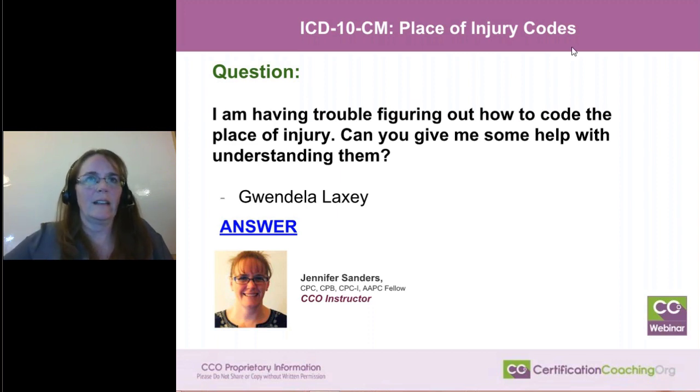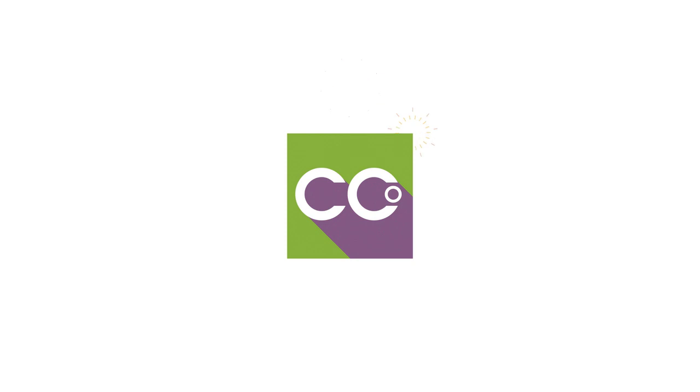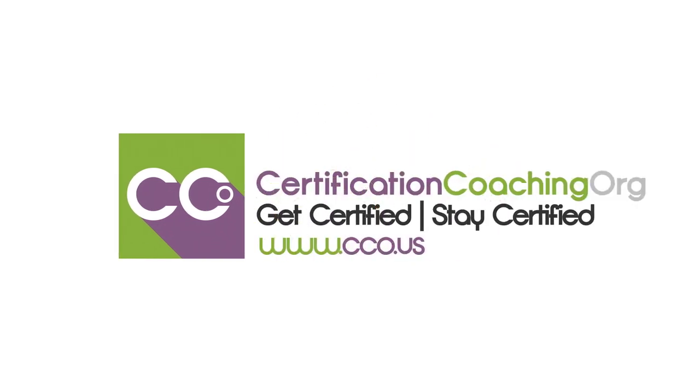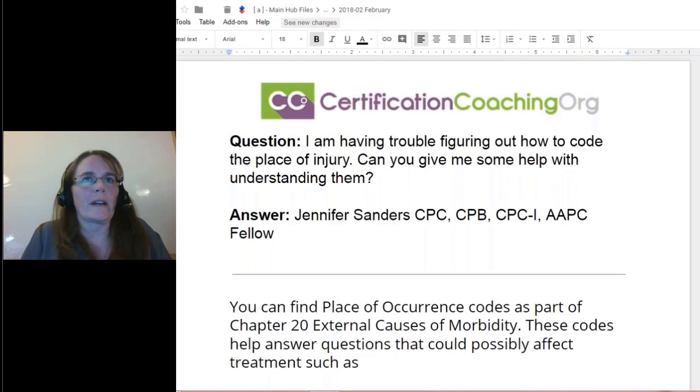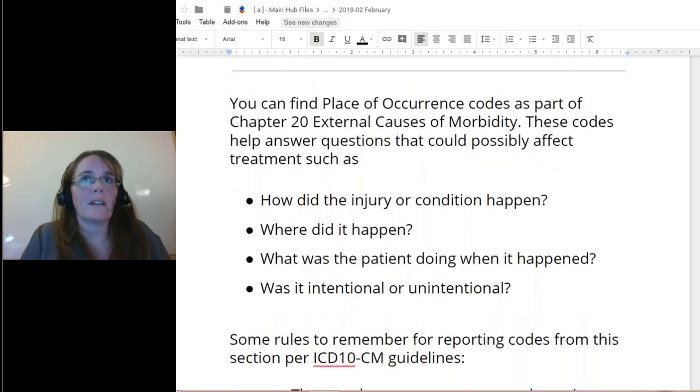Man, once you start on those, they are so much fun. This is a really great question because not every facility or every provider utilizes these codes. The place of injury is in the external cause code section. Those are the old E codes in ICD-9 and ICD-10. They're now Chapter 20 for external causes of morbidity.